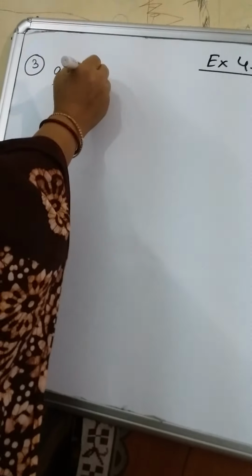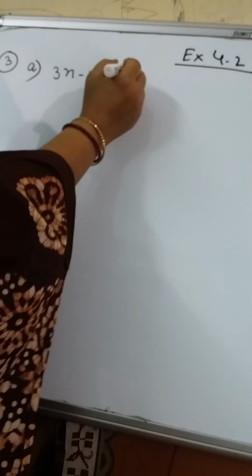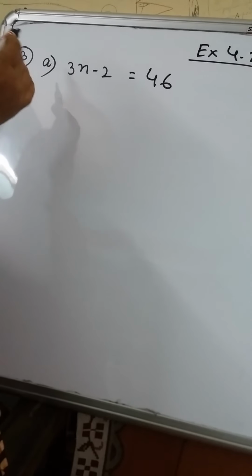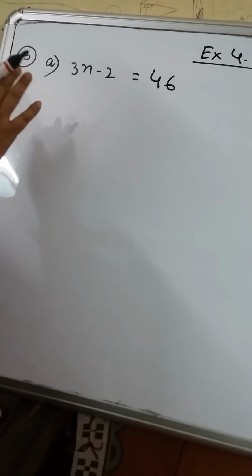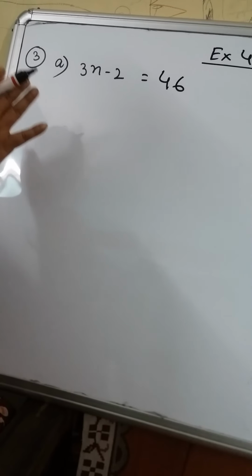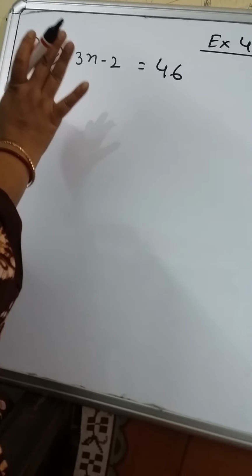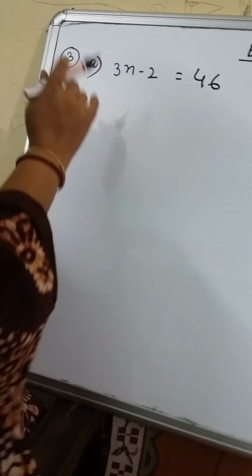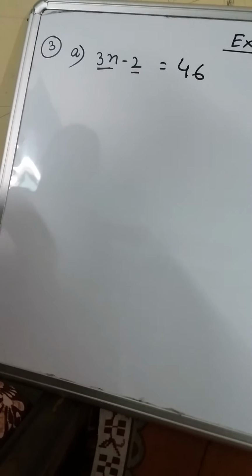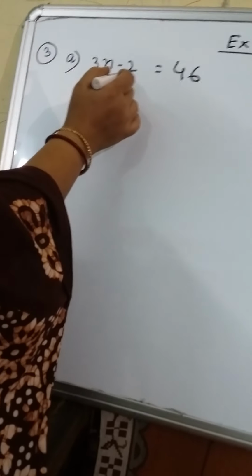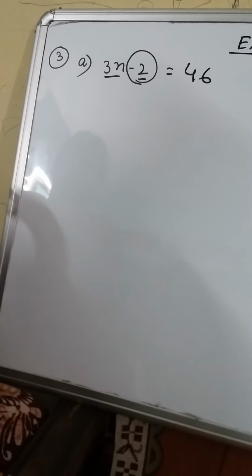So I'll take the first one: 3n minus 2 equals 46. If you remember question number 1 and 2, only one operation you had to do. Like if it is subtraction, only subtraction is there. But here one is multiplication and one is subtraction, so you have to do two operations. So first I'll remove this minus 2.